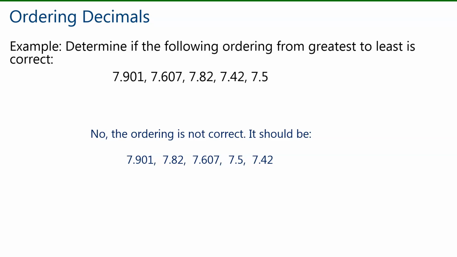Now, a common mistake in ordering is thinking that if you have more decimal places, then that means the number is larger. But we have to be careful and always compare place value.